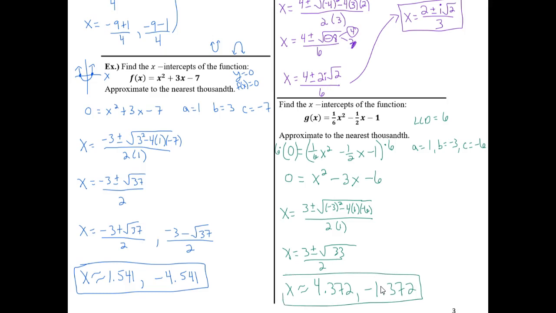Those are the x-intercepts. If you were asked to put that in ordered pair form, right, that's the x value. So one would be 4.372, 0, right? The y value is 0 because it's an intercept. The other one would be negative 1.372, 0. Those are the two x-intercepts of that quadratic equation.